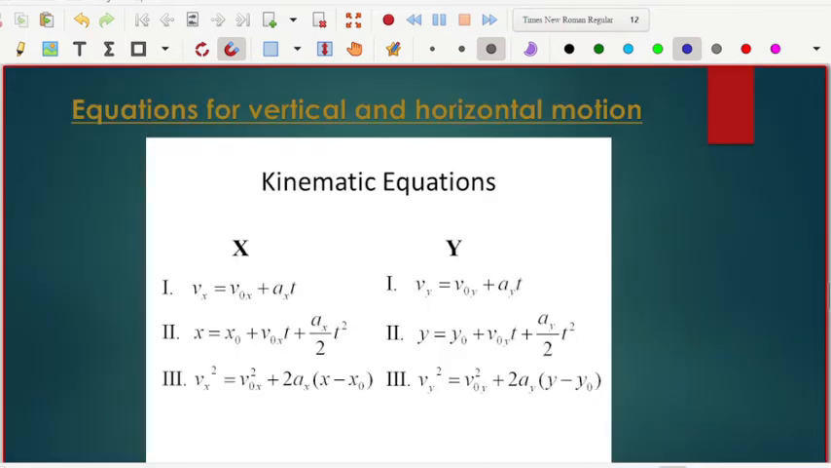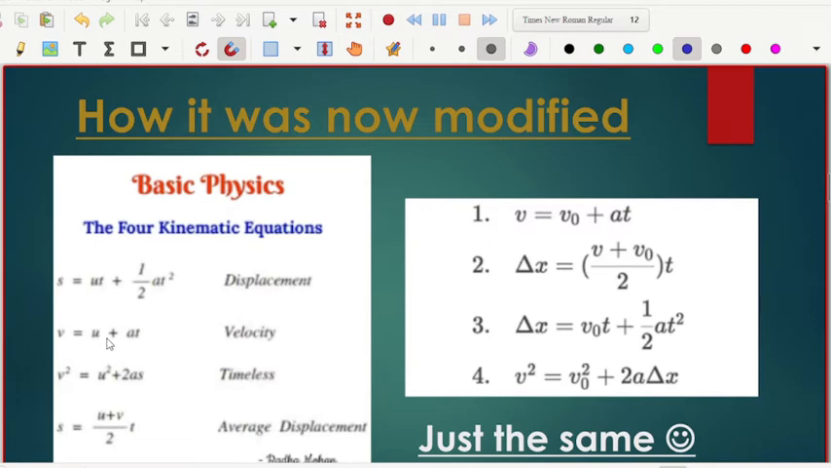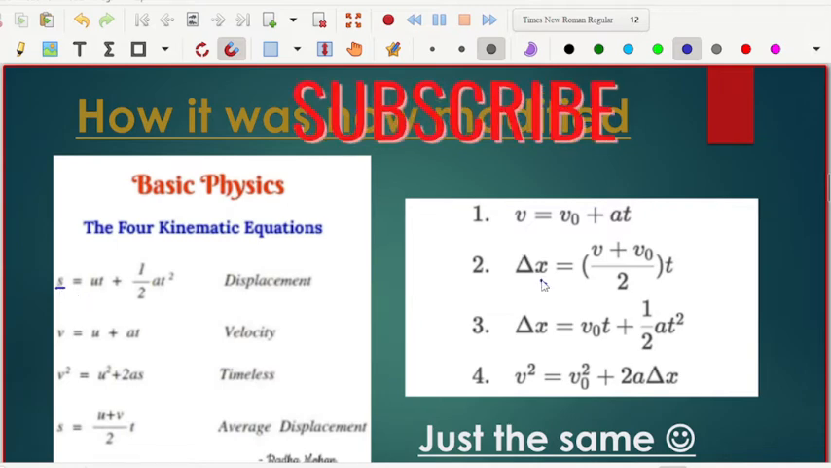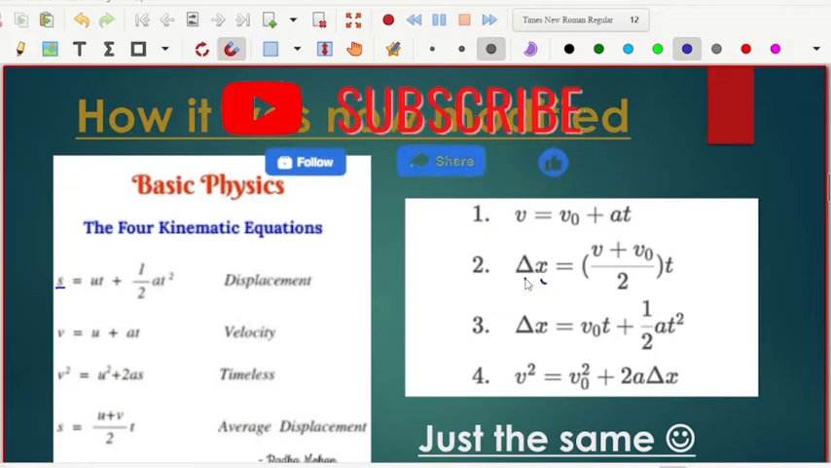When it comes to formulas, there are some modifications. They are the same formulas you have been using, with just some modifications. What do I mean? The S used to stand for distance, but now we'll be using x, with that symbol, delta, which means change in distance.